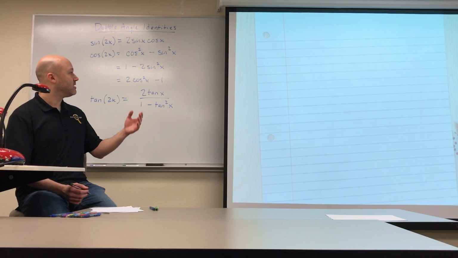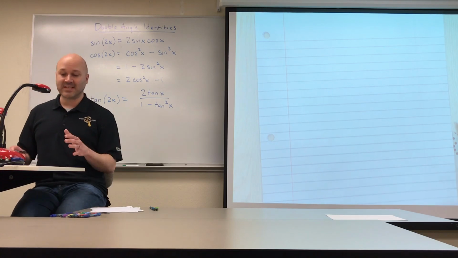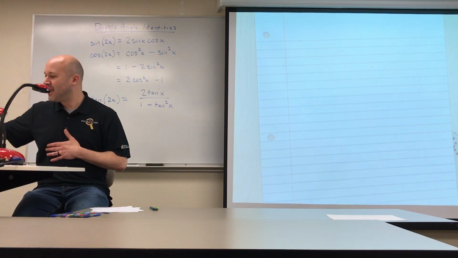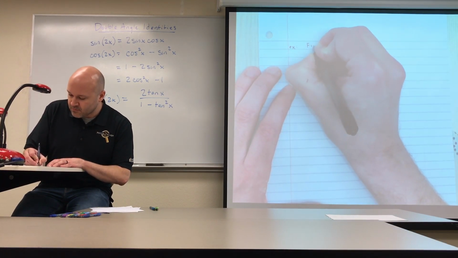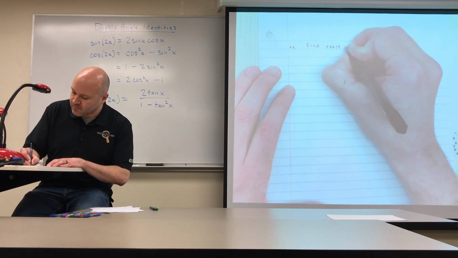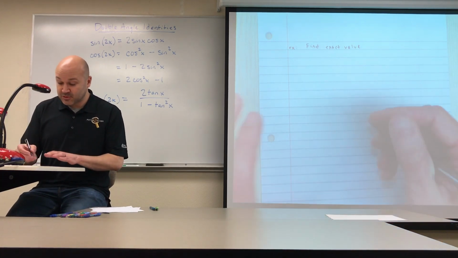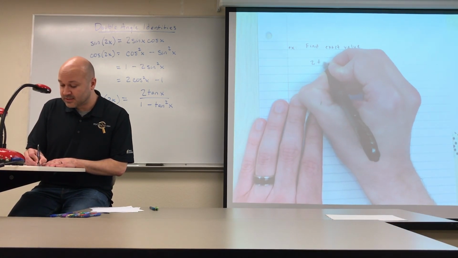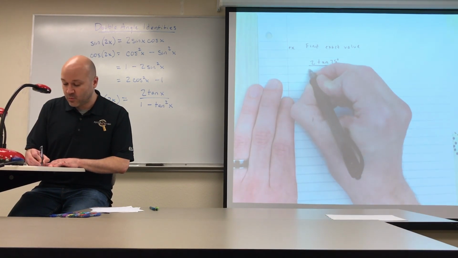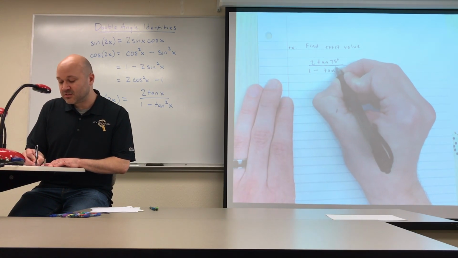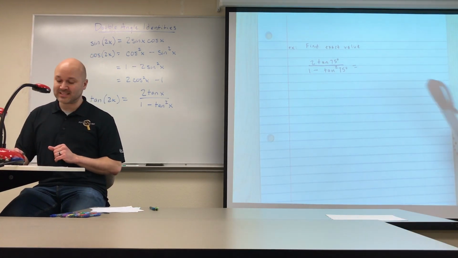We've got the identities. Hopefully we've got them written down so you can look at them while we now use them on a couple of examples. So let's see something that may come up. Oh yeah, maybe I want to find some exact values. So something similar to this. If I take 2 times tangent of 75 degrees divided by 1 minus tangent squared 75 degrees, what is that equal to?